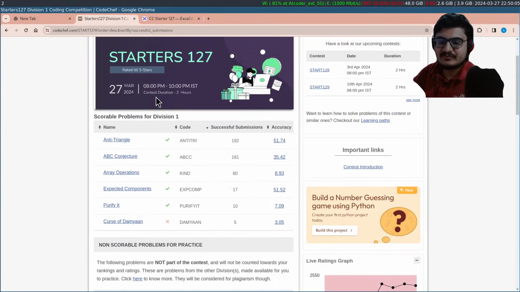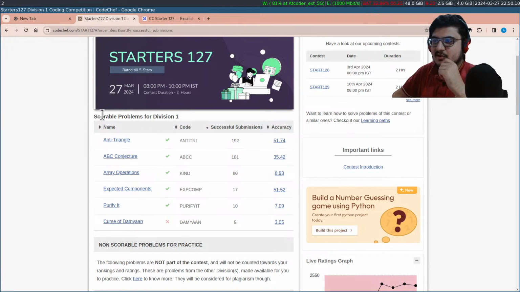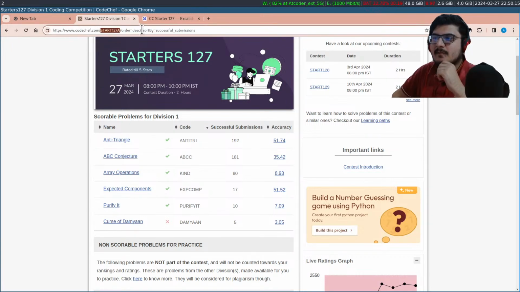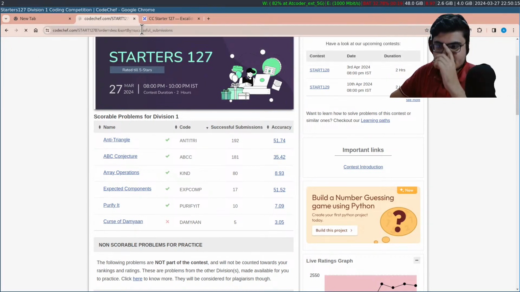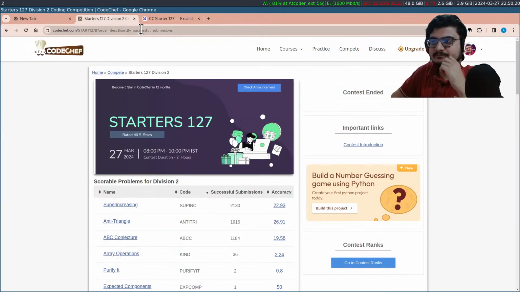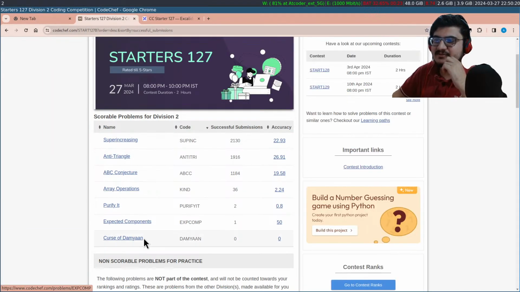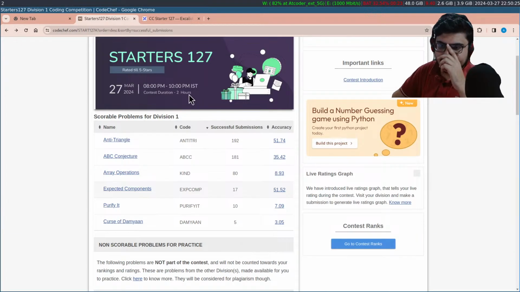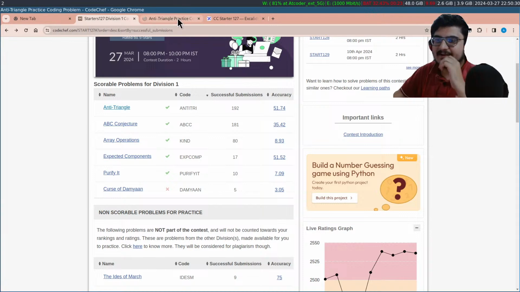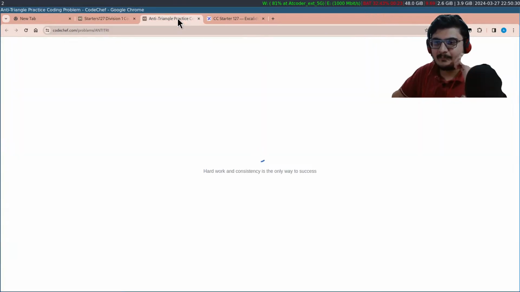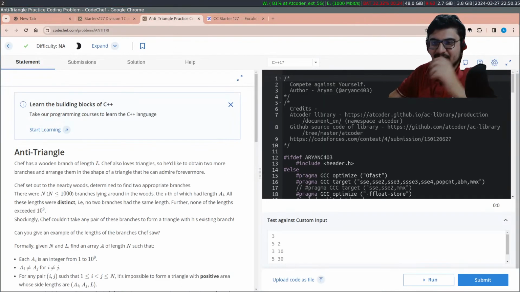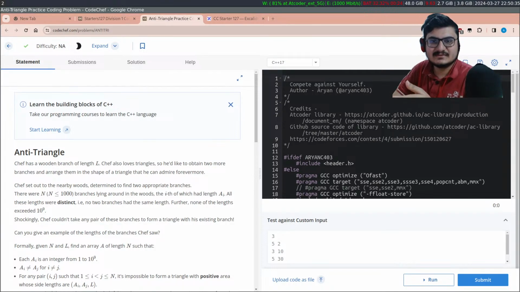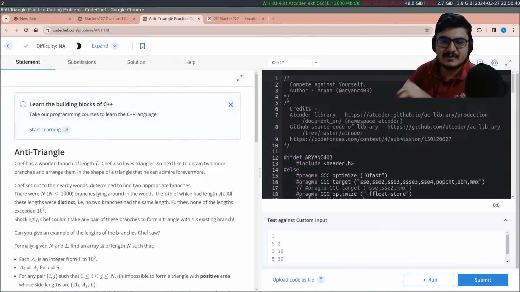Okay, now any questions on the first three problems before we move to the problems which were rated in Div1? But I think all of these problems were also rated in Div2. Superincreasing was the first problem in Div2. Okay, I will move to the anti-triangle problem. I will take questions once I'm done with the discussion. If there are any questions from the audience, I will try to answer them before completing the stream for today.